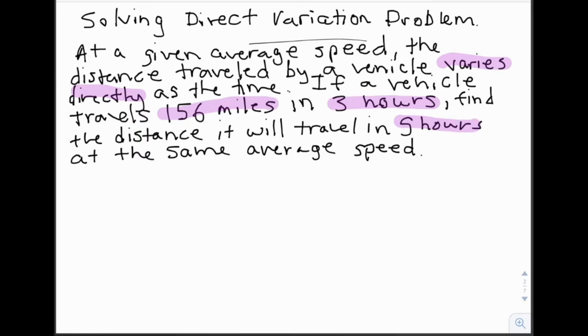So let's go ahead and look at our different steps here. Step number 1 says to write the general relationship among our variables and use constant k. So step 1, we're going to write our general relationship, and additionally we want to use our constant k.